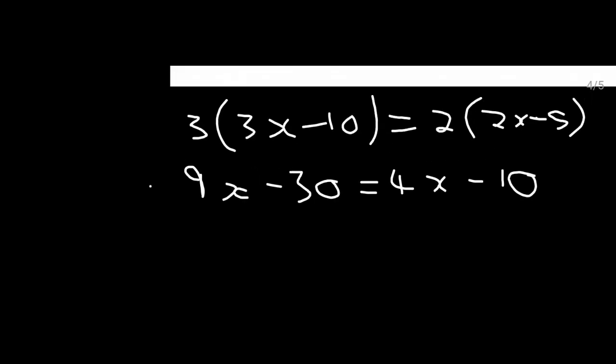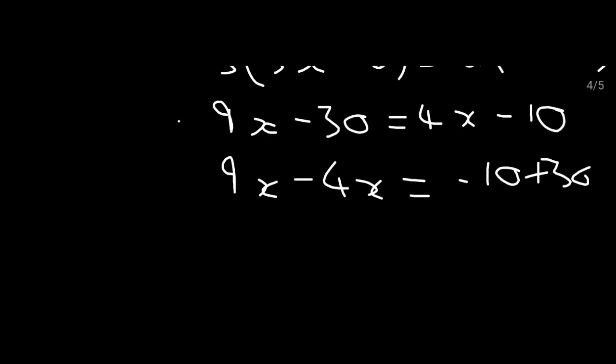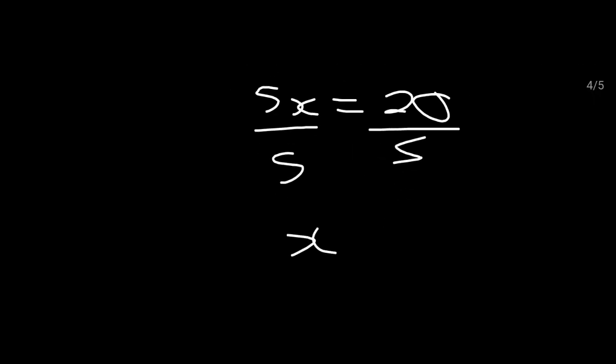Then now we group the like terms. 9x, 4x, you change the sign to negative 4x, then equal to negative 10, and negative 30 becomes positive 30. Then 9 minus 4 is 5x, equal to negative 10 plus 30, which is 20. Then now we'll divide both sides by 5 to remove the coefficient, and then x is equal to 20 divided by 5, it's 4. Then that is your final answer.